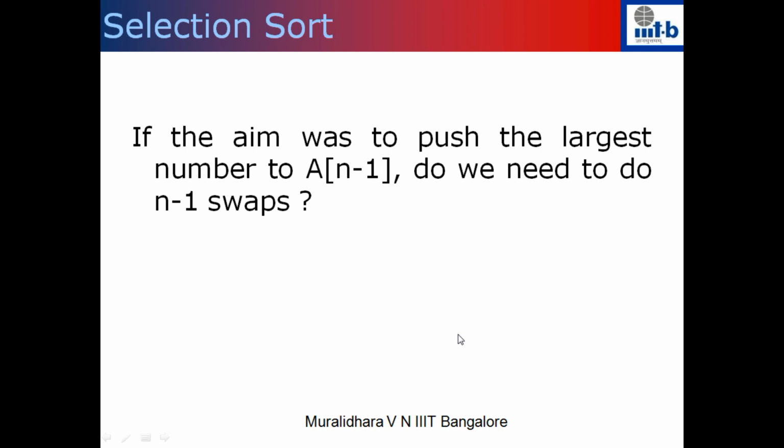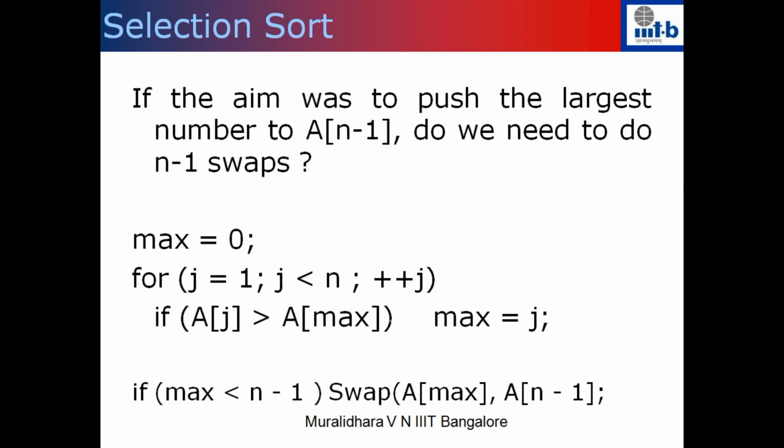In the selection sort algorithm, we will ask the question: if the aim of the algorithm in one iteration is to push the largest number to a of n minus 1, do we need to really do n minus 1 swaps? Probably this is not required. So you can just look at this simple code. What it does is that it finds the location where the largest number is, and if it is not in the last location, you just swap it with the last location. I repeat, find the location where the largest number is, and then if it is not at the last location, just swap the last number with the location where the largest number is. So we will assume that the largest number right now is the first one.